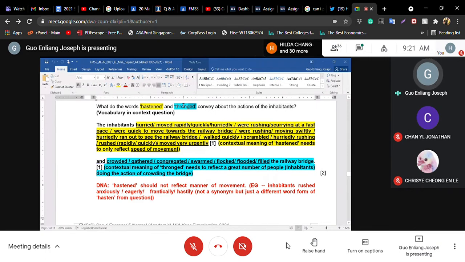So, of course, a throng, also the same thing. It must be related to the idea of actions. Okay, so let's look at the answers. Yellow is for hasten. Please copy the very vocab.